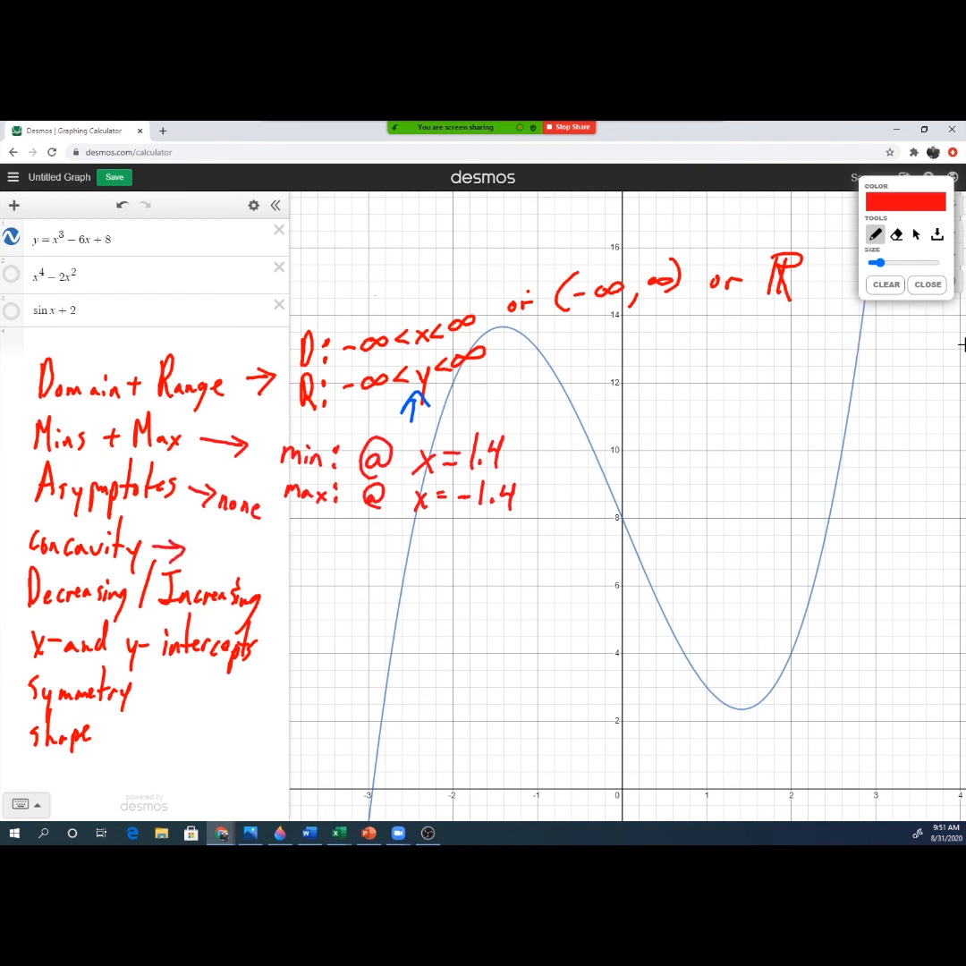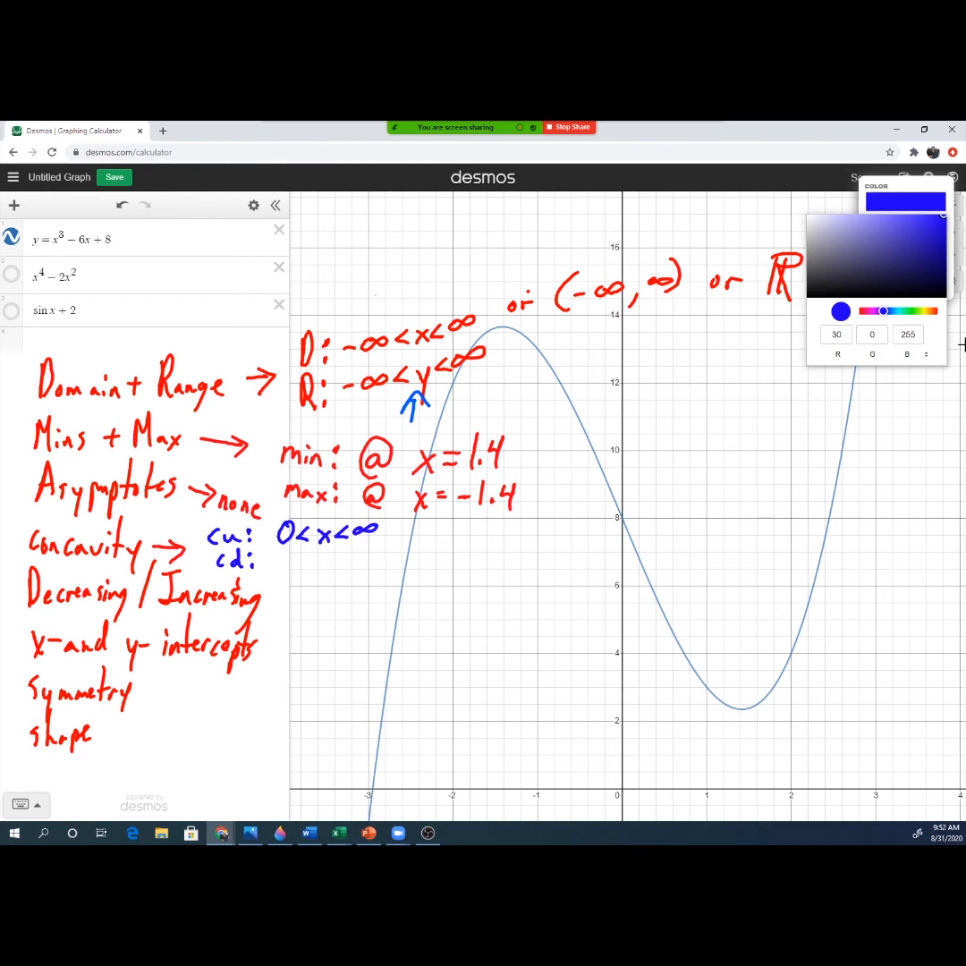For concavity, as we said before, I'm going to change colors just because I feel like I'm starting to get a lot of red. We have the concave up and the concave down. And remember, I want you to talk about it in terms of a range. Where am I concave up? Roughly. What x values? I gave you the answer earlier. 0 to positive infinity. Uh-huh.